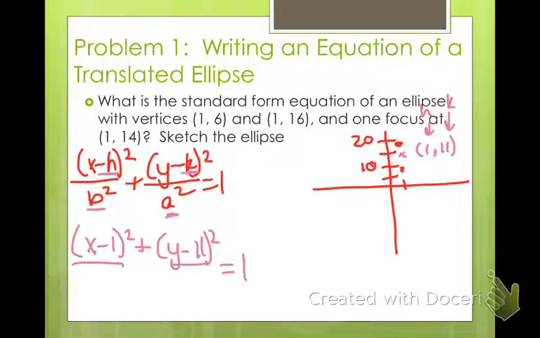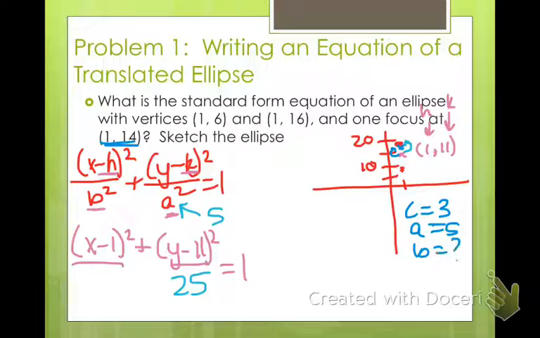So now we need to find a and b. So a always represents the distance from the center to a vertex. So if I went from (1,11) up to (1,16), how far did I go? Well, I went 5 units. 5 squared is 25. Now, to find our b, we don't know what b is, but what other information did they give us? They gave us the focus is at (1,14). So that's here. So our value of c from (1,11) to (1,14) is 3 units. So we know c equals 3, we know a equals 5. We need to find what b equals.